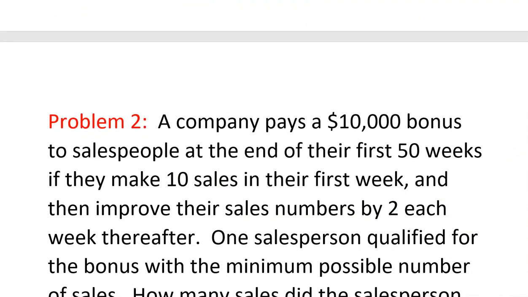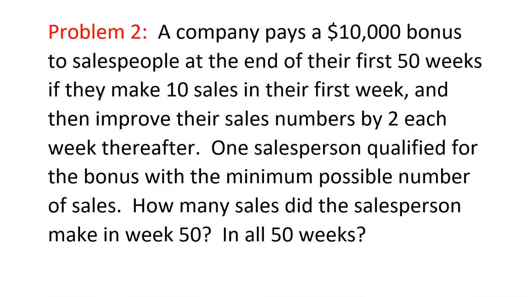Here's an application question. A company pays a $10,000 bonus to salespeople at the end of their first 50 weeks. If they make 10 sales in their first week, and then improve their sales numbers by 2 each week thereafter. One salesperson qualified for the bonus with the minimum possible number of sales. How many sales did the salesperson make in week 50? How many did they make in all 50 weeks?